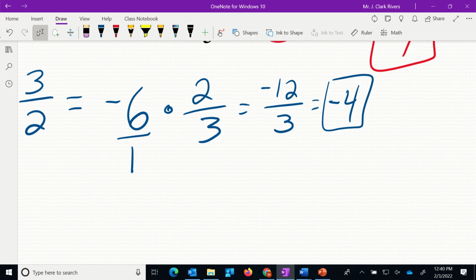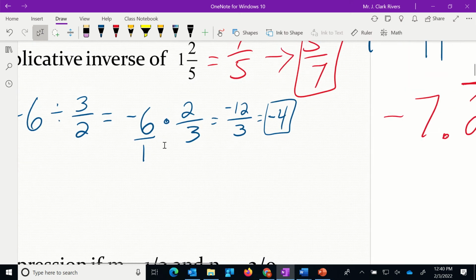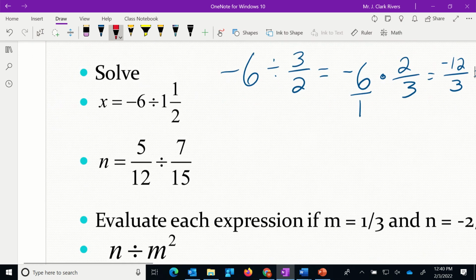Could you have simplified? Did you get -4 still? Yes. So if you did it a slightly different way, like maybe you simplified first, you still should get -4. As long as you got -4 and you supported your work somehow, I'm good with it. Let's take a look at n here.